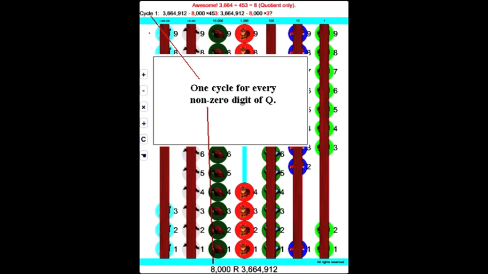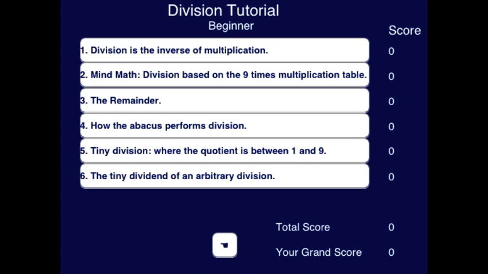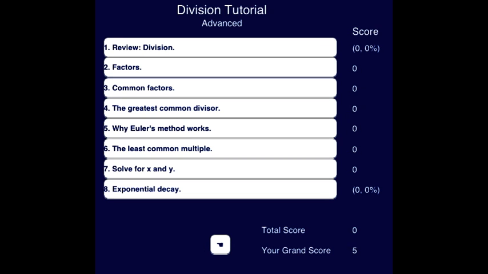As you saw, figuring out numbers this size takes 2 cycles. To really understand how your child will be able to figure out how to handle division with large numbers like this quickly and easily, take a look at our tutorial on division.